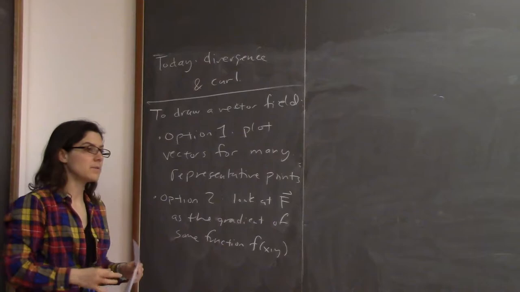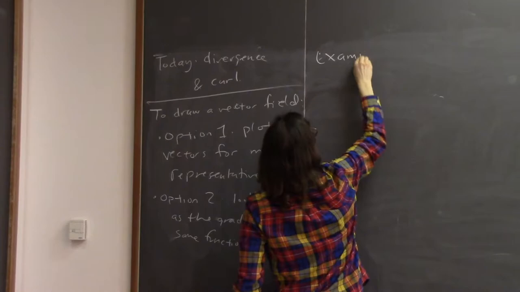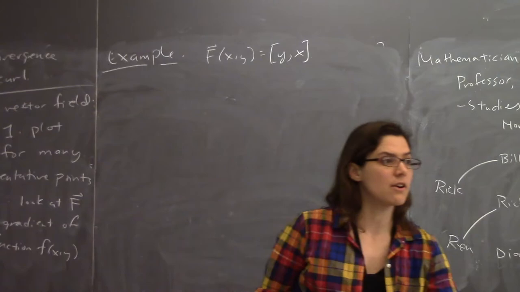So then we could draw level curves for that function, and then the vector field would be the gradient vector field for that. So let's do an example where it works. For example, let's let F of x, y be y comma x. One way that you could figure out what this vector field looks like is you could just plot a bunch of points. Perfectly good.